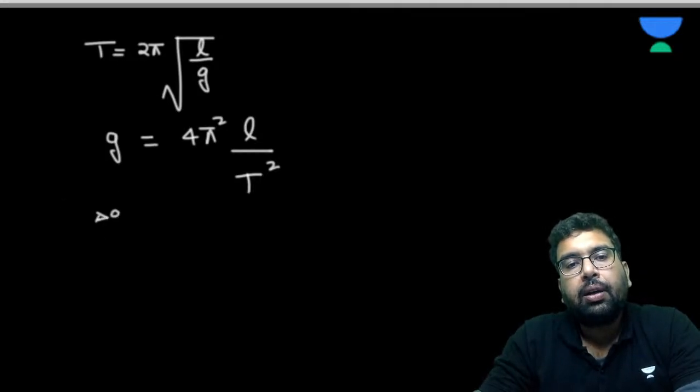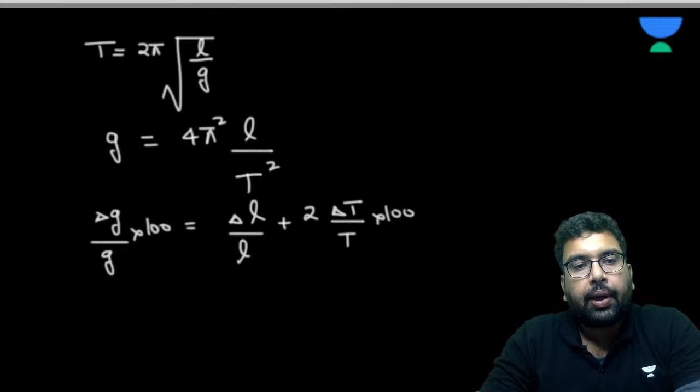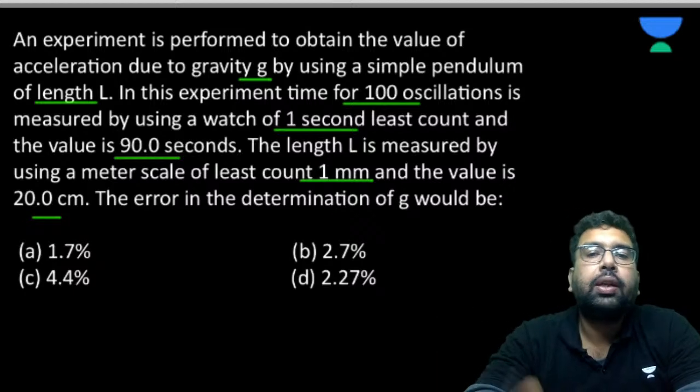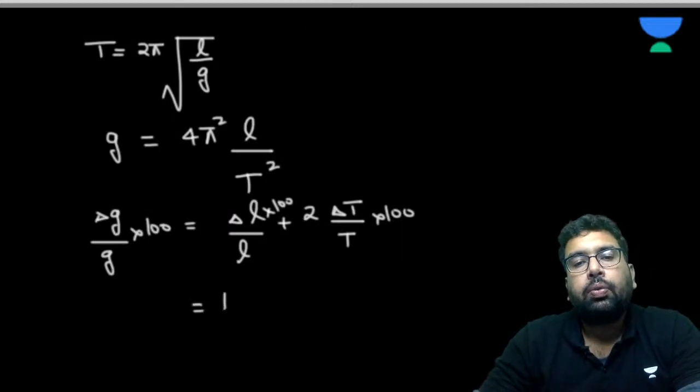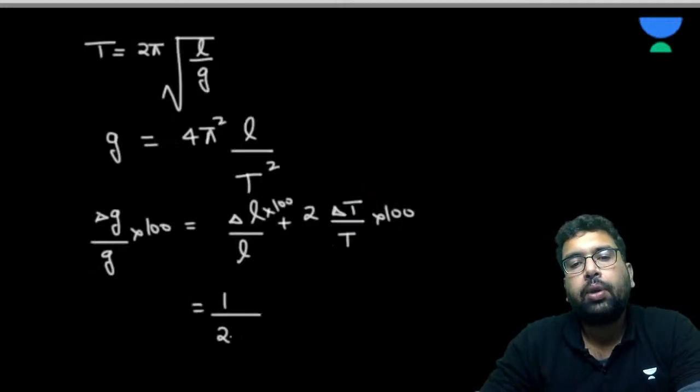So what is the percentage error in g? It is going to be delta L by L plus 2 times delta T by T, into 100. Right? Now delta L: what is the least count? Least count is the maximum error. So this is 1 mm upon L, where L is 20 centimeter, that is 200 mm, into 100, plus 2 times.